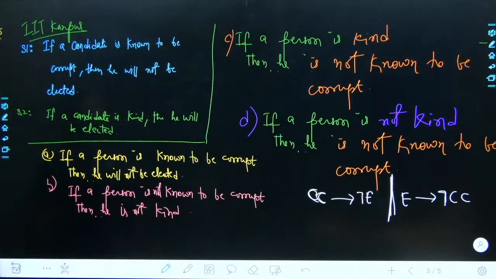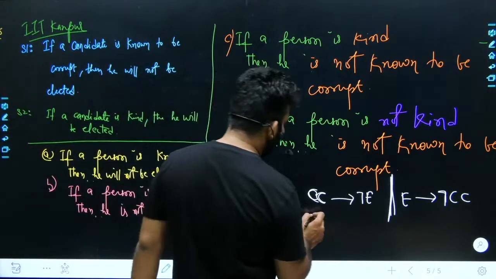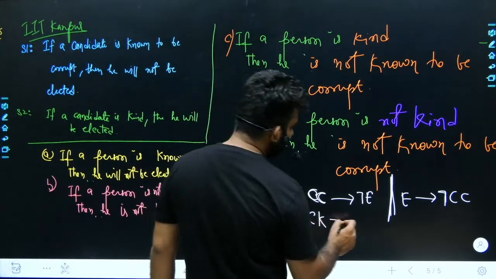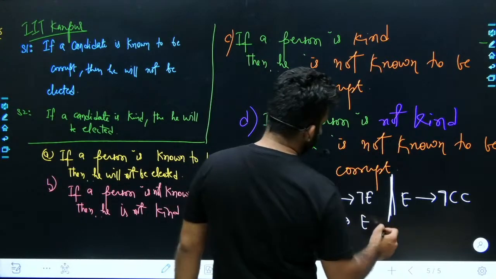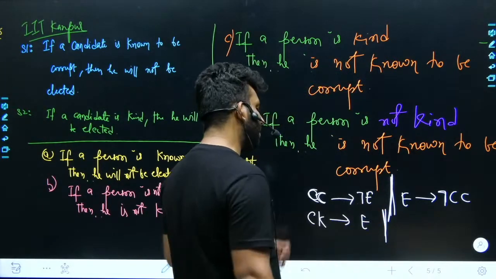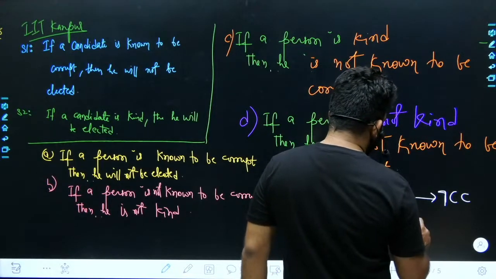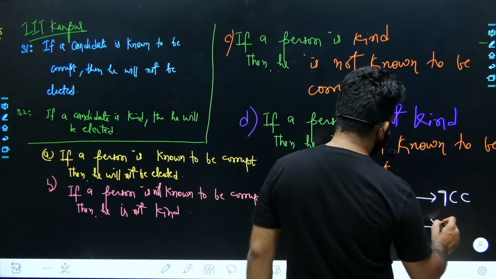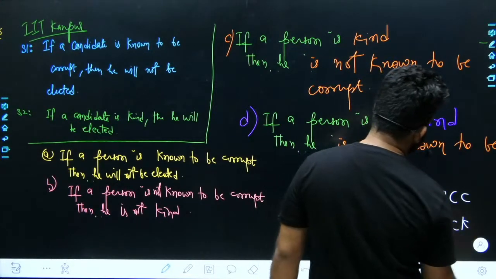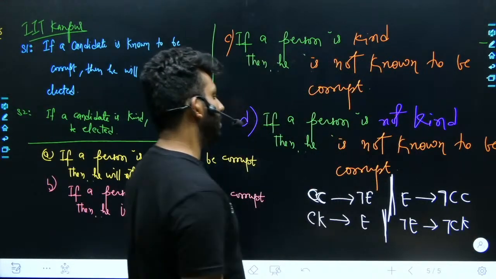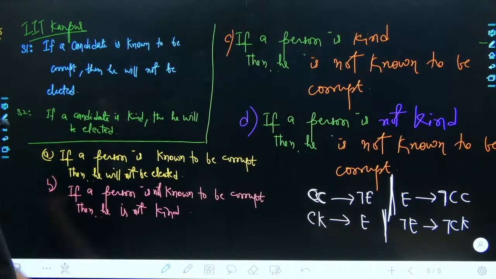What is the second statement? If a candidate is kind, then he will be elected. What will be its contrapositive? If a candidate is not elected, then he is not kind. So from these, let me draw some conclusions.